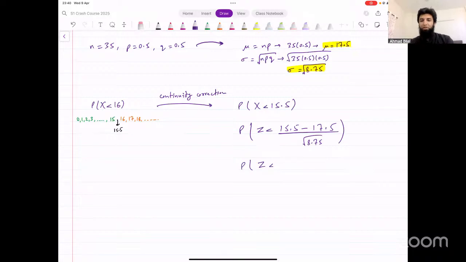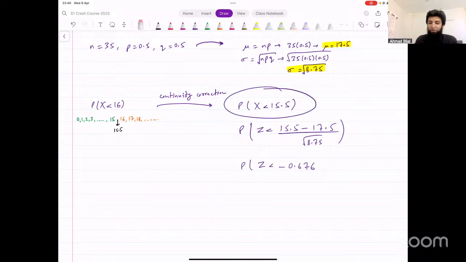Minus 0.676. Thank you. Minus 0.676. Okay, Nabia, I'll be revisiting that. I'll give you a number of examples of that, of continuity correction. Let's complete this. So let's say we have figured out that this is x less than 15.5 for now.